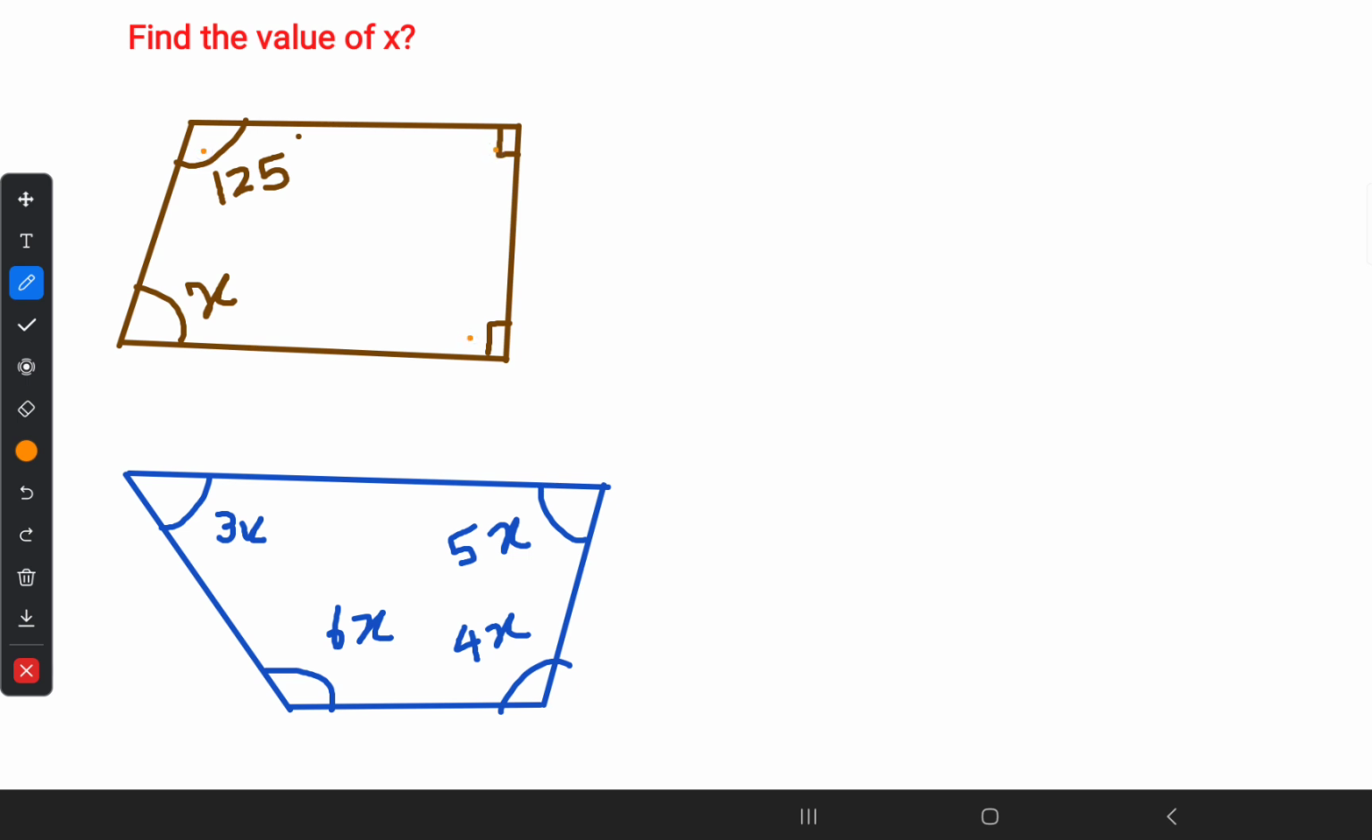These two are right angles. A right angle means 90 degrees, 90 degrees. Let's add them: 125 plus 90 plus another 90 plus x. These are all four interior angles. When we get the sum of them, that should equal 360 according to the previous theorem.